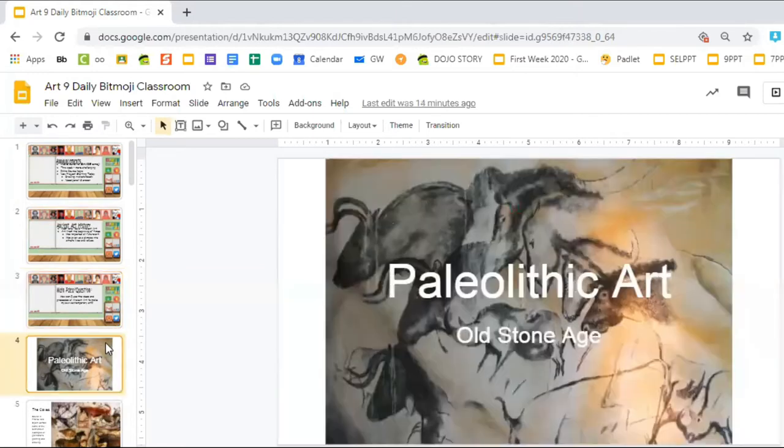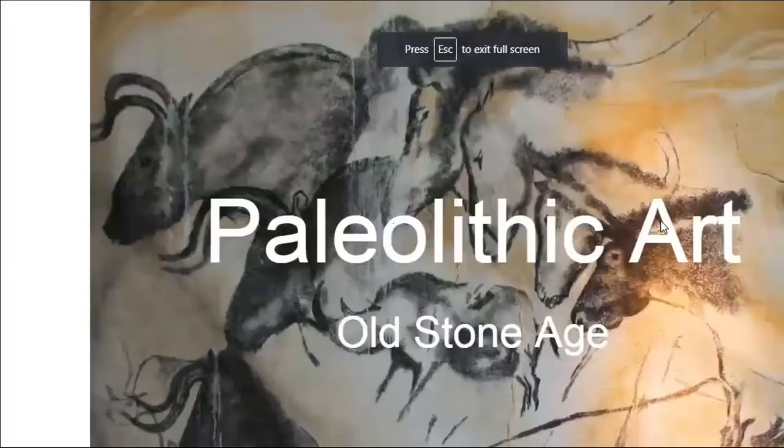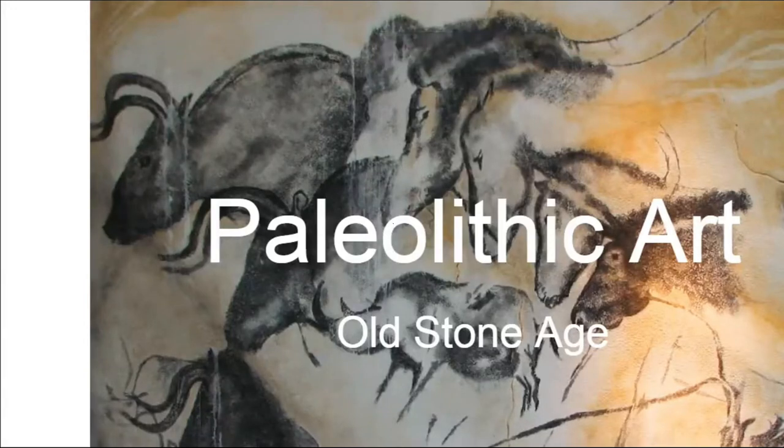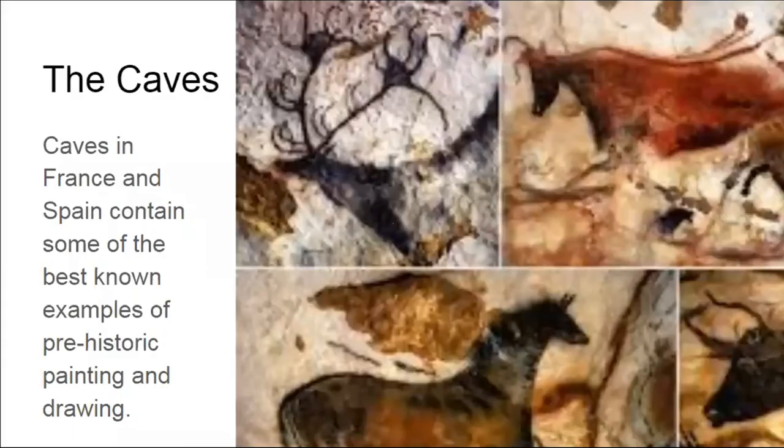So, starting with the oldest of all art forms: Paleolithic art. Paleolithic means Old Stone Age. Old Stone Age, you can guess what the art is about and who made it: the caves. So it's cave art. The caves in France and Spain are where we found these pieces of artwork. They're the best known examples of prehistoric painting and drawing.